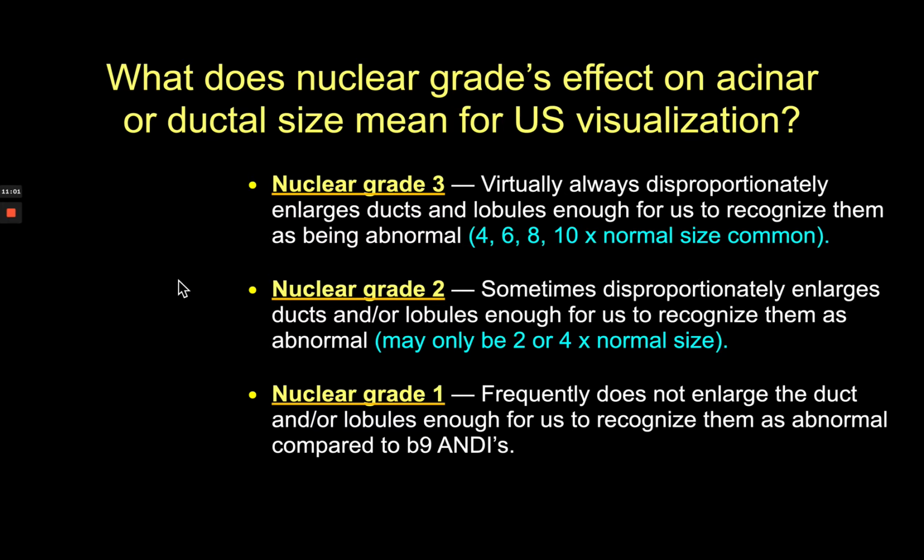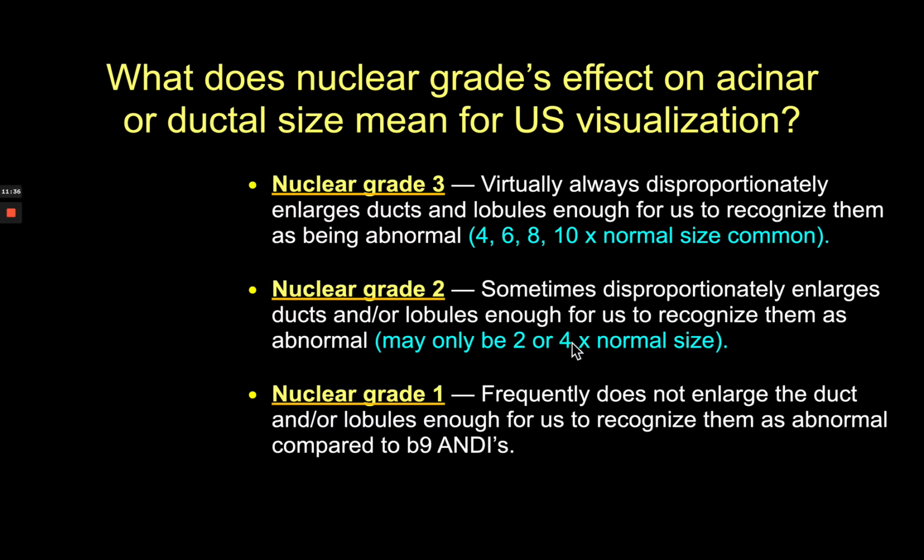Now, one thing we know is that it's much easier for us to distinguish grade 3 DAB or DCIS on ultrasound from normal ducts, because grade 3 DAB ducts can be 4, 6, 8, 10 times normal size. Grade 2 DAB can be 2 to 4 times normal size, but if you take into account that duct ectasia is not uncommon, and that we sometimes can't distinguish periductal loose stromal tissue from the duct itself, it can be very difficult to tell a duct only 2 times normal size from normal ducts.